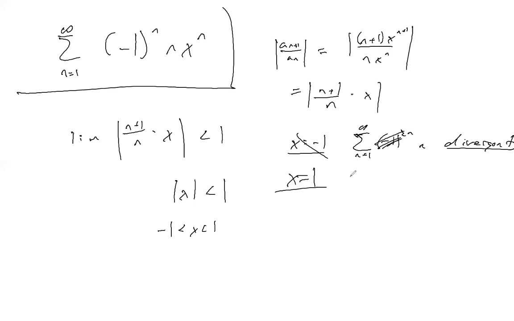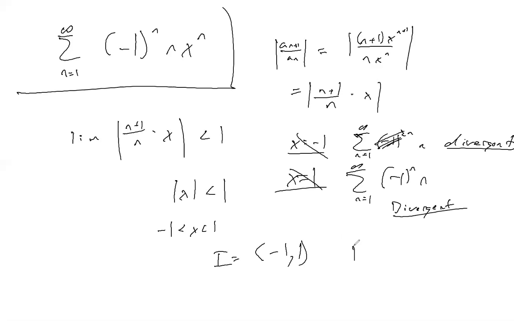Now I'm going to do x equals 1. So I plug x equals 1 into my series, and I'll simplify that. It just becomes (-1) to the n. Does this series converge or diverge? It diverges, right? Both of these diverge by the divergence test. So I don't want to include x equals 1 either. So my interval of convergence ends up being -1 to 1 with parentheses on both, meaning I don't include those points.